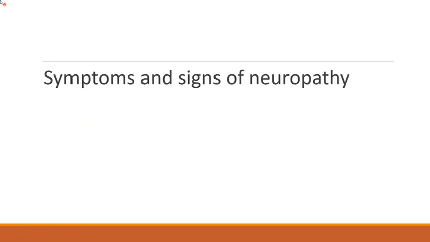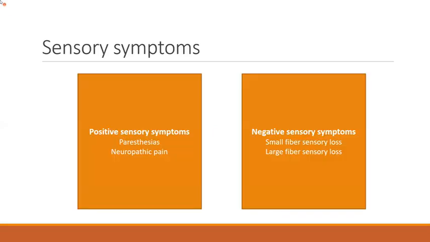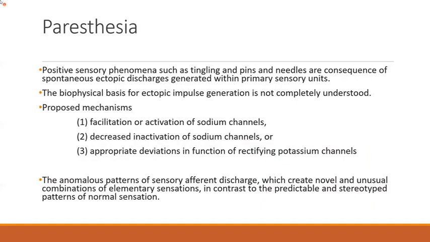Now coming to symptoms and signs of neuropathy. Neuropathic symptoms can be sensory and motor. The sensory symptoms can again be divided into positive sensory symptoms and negative sensory symptoms. Positive sensory symptoms are paresthesias. These are abnormal feelings, tingling, pins and needle sensations.